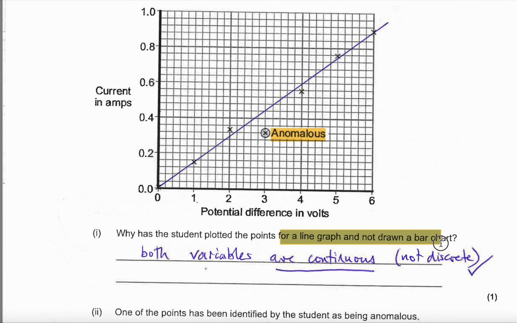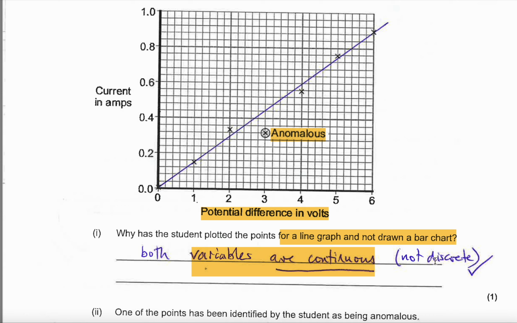Well, you wouldn't use a bar chart for something that can continuously vary. You can have any value of potential difference. Whenever you have any value, you will always do a line graph. So you've got to say variables are continuous. You can have any value of voltage, any value of current. Okay, so they're not discrete variables.